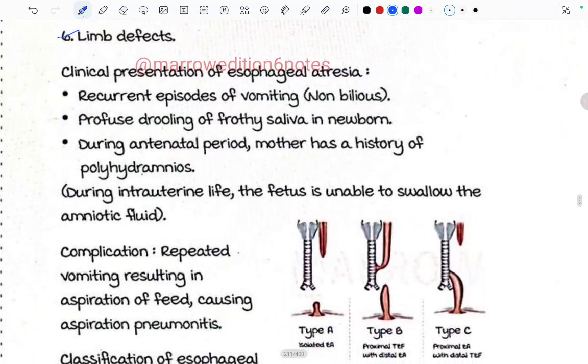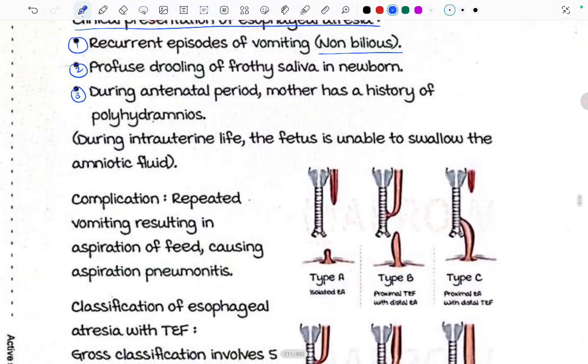Now coming to the clinical presentation of esophageal atresia. There will be recurrent episodes of vomiting. They will be non-bilious, right? Because the content is not reaching the duodenum, so it is not mixed with bile. Profuse drooling of frothy saliva in the newborn, and during the antenatal period, the mother has a history of polyhydramnios. During intrauterine life, the fetus is unable to swallow the amniotic fluid, which leads to polyhydramnios.